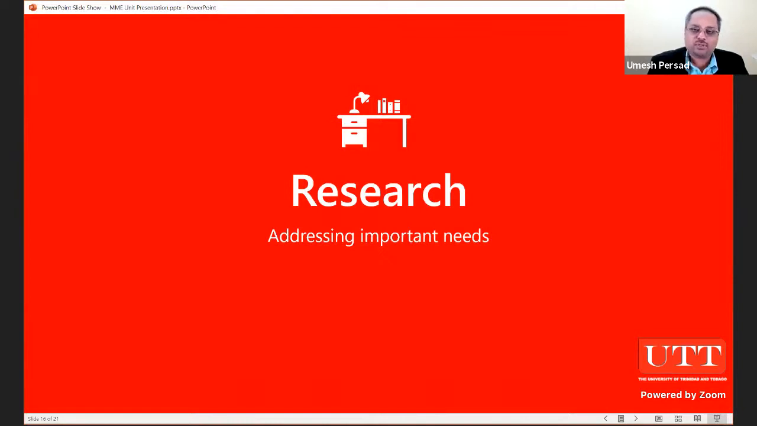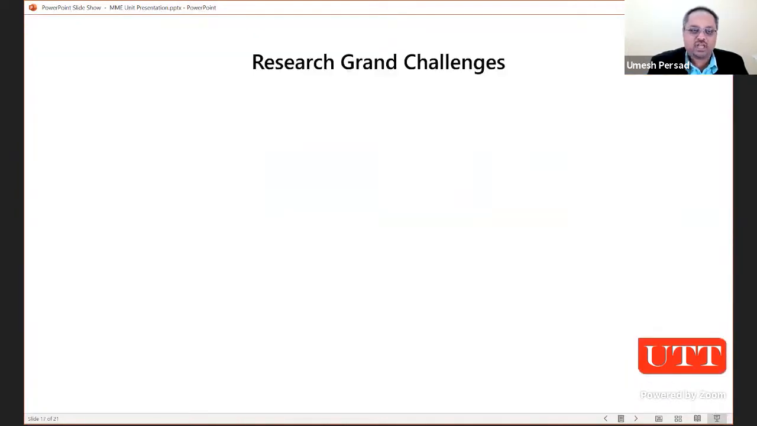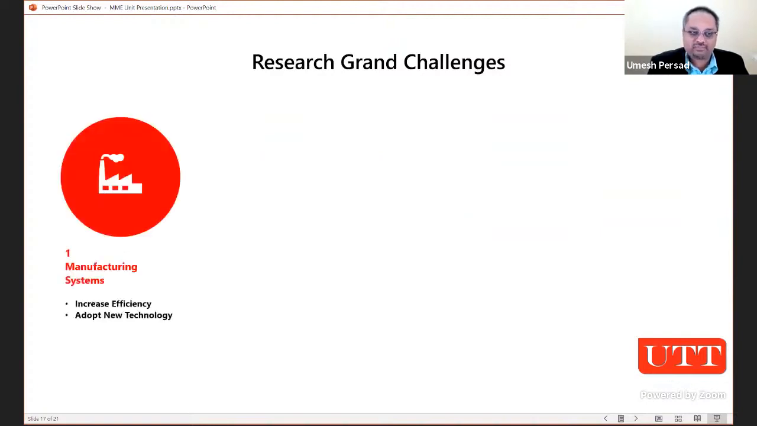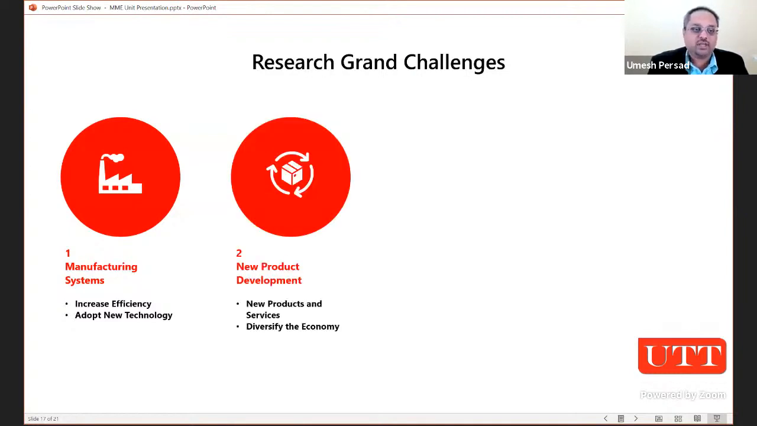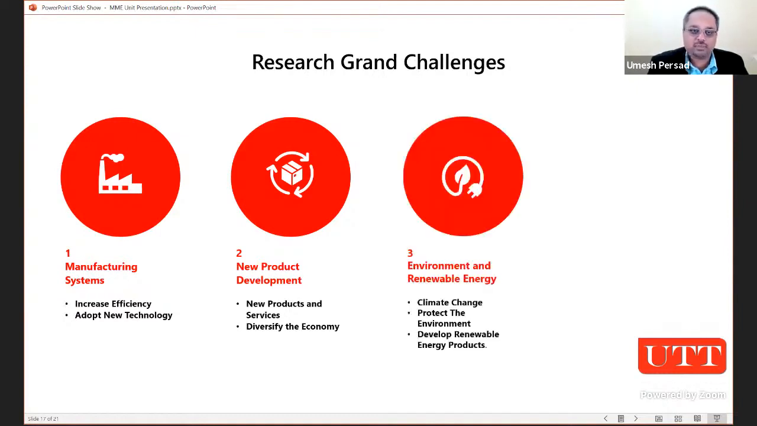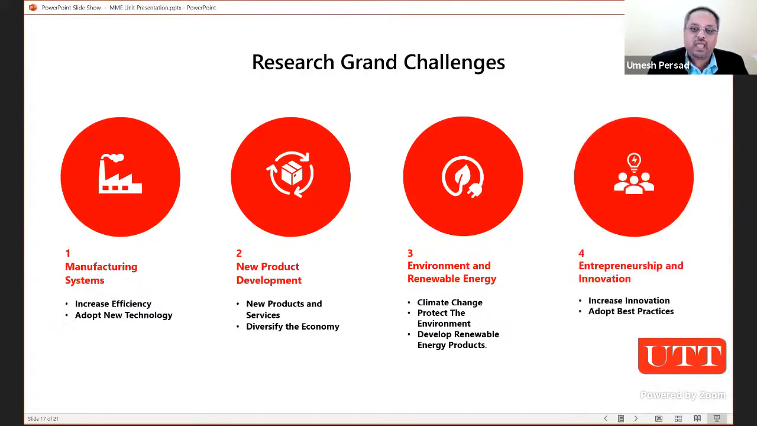I mentioned that our students take part in our cutting edge research. In our unit, we have 4 research grant challenges. They are 1, manufacturing systems. How can we increase the efficiency and adopt new technologies? 2, new product development. How can we create new products and services to diversify our economy? 3, environment and renewable energy. So we look at things like climate change, renewable energy products, etc. And again, we focus on the actual product development, doing something about it. And 4th, entrepreneurship and innovation. How can we increase innovation and adopt best practices?